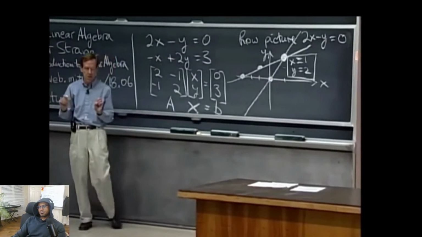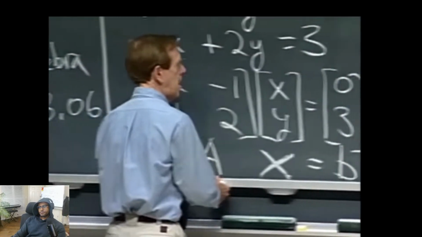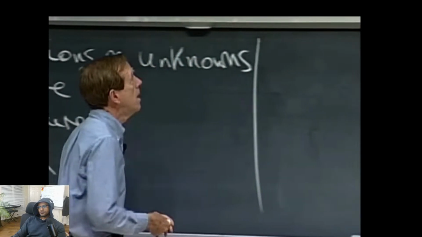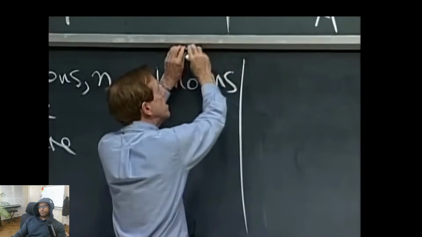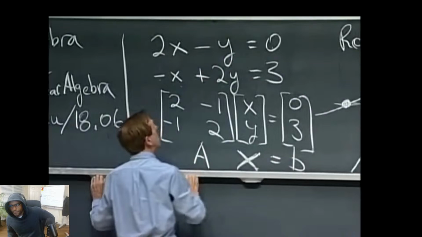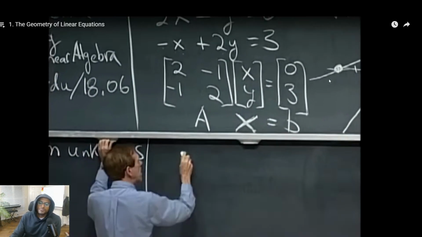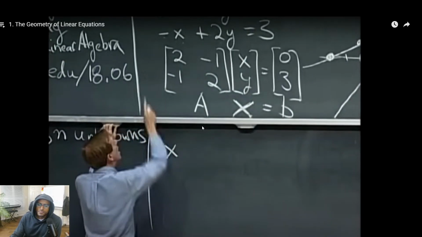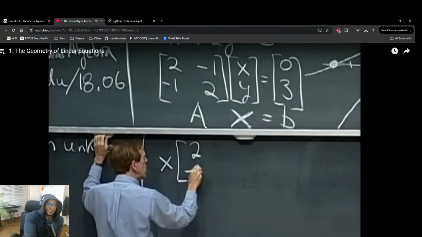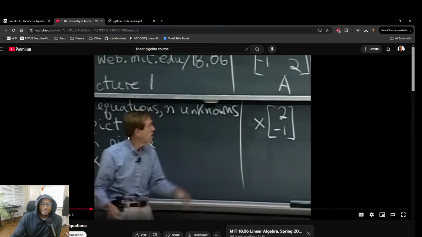Now can I come to the column picture? Pay attention. This is the key point. So the column picture. I'm now going to look at the columns of the matrix. I'm going to look at this part and this part. I'm going to say that the x part is really x times, you see I'm putting the two, I'm kind of getting the two equations at once.